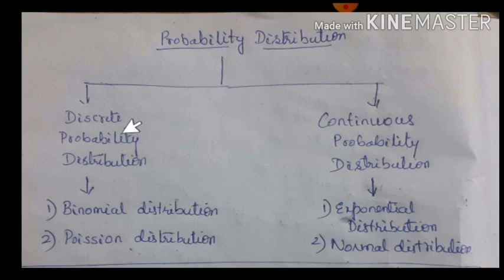So, the types under discrete, we are studying two types called binomial distribution and Poisson distribution. Under continuous, it is exponential distribution and normal distribution. Let us start to study first with binomial distribution. What is the definition? When we need to apply binomial distribution and the different types of problems under binomial distribution, we are going to discuss.